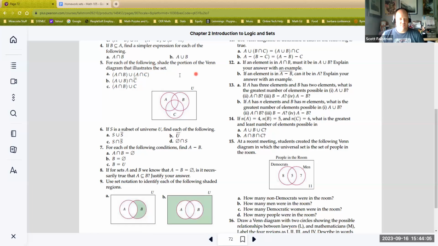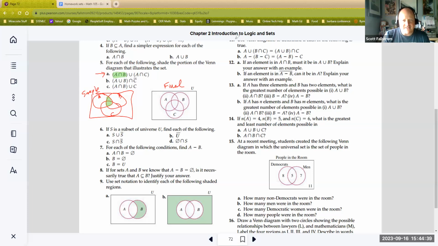Here we say shade the portion of the Venn diagram that illustrates the set. If I had my own homework, I'd have a sample one, my practice part, and then my final. So if I came to the first one, it says A intersect B. Here's A, B, C. Where does A and B intersect? That's right here. Okay, that's A intersect B.